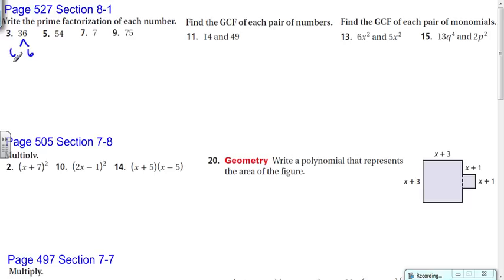But I know 6 and 6 are not prime numbers, so I can break them down again. 6 is 2 times 3, and 6 is 2 times 3. So when I write the prime factorization, 36 is equal to 2 2's times 2 3's. Or if you wanted to shorthand it, you could say it's 2 squared times 3 squared. So I'd accept it either way.